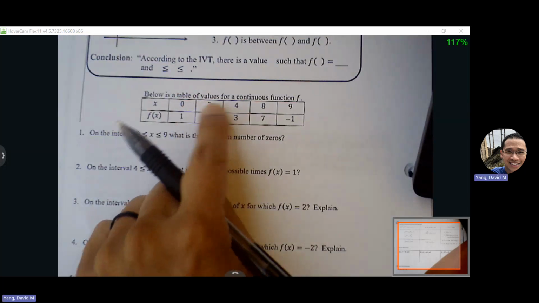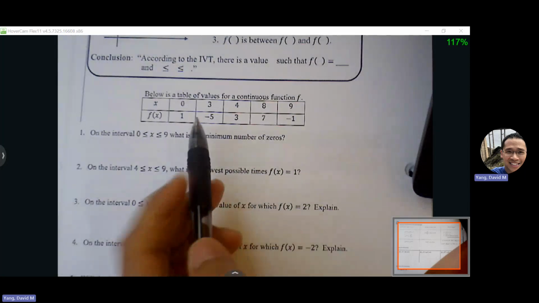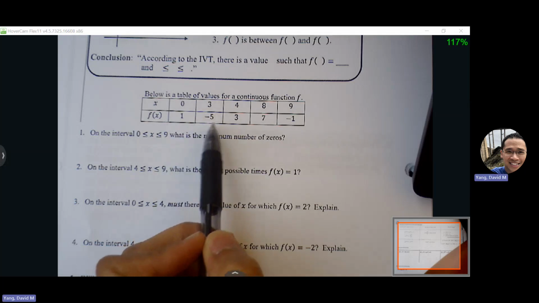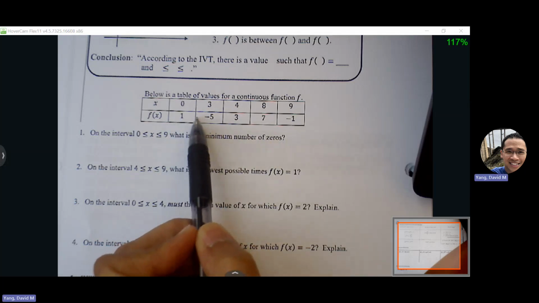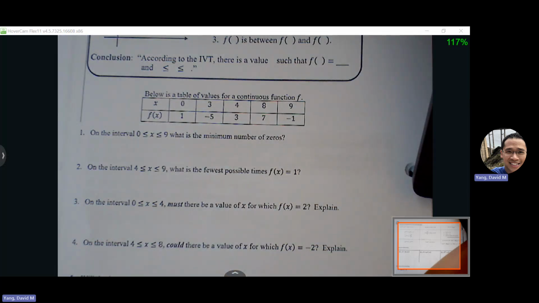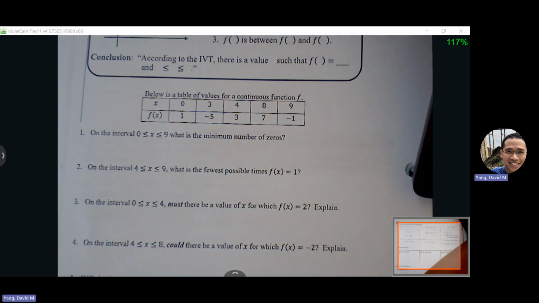Okay, so below is a table of values for a continuous function f. So that tells us that we see the y values decreasing, increasing. It doesn't mean that it's only increasing or decreasing according to these values, but we do know that there's no surprise asymptote or holes in between. The graph is going to have to be continuous throughout the entire graph. So on the interval from 0 to 9, what is the minimum number of zeros?